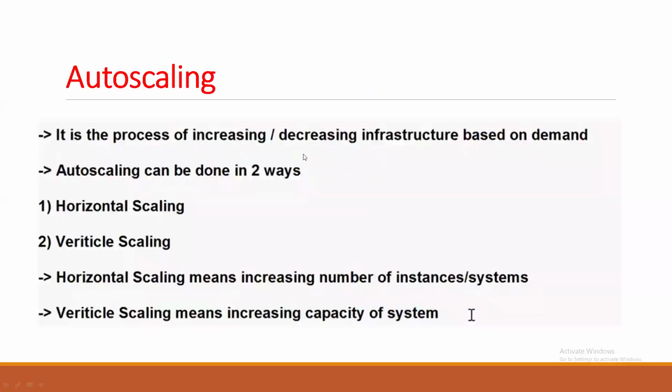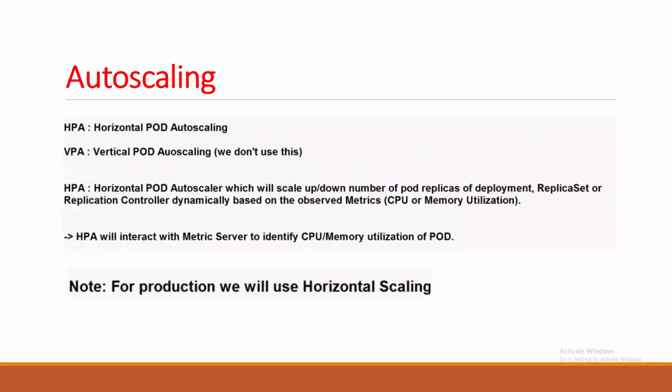Auto scaling is the process of increasing or decreasing the infrastructure based on the demand. It can be done in two ways, horizontal scaling and vertical scaling. Horizontal scaling means increasing the number of instances or systems. Vertical scaling means increasing the capacity of the system. There are horizontal pod auto scaling and vertical pod auto scaling. Vertical pod auto scaling, we don't use.